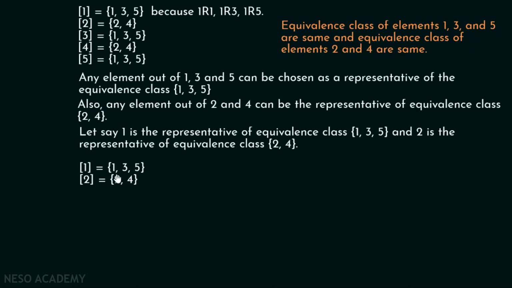You can see that 1 is related to 3 and 3 is also related to 1. Apart from this, 1 is related to 5. 3 is also related to 5, right? 5 is related to 1. Every element is related with each other. That is why all the elements are existing in the same equivalence class, right? This is the reason. Okay?